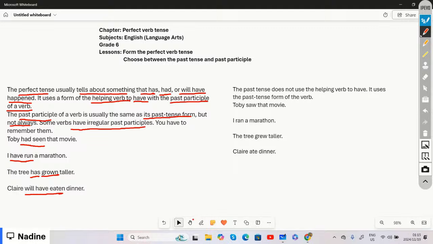It basically just shows the verb without the helping verb. It can be run, it can be play, it can be jump. Anything that you do, but without the helping verb. And we see that the past tense does not use the helping verb to have, and it uses the past tense form of the verb. And if we look at examples, right?